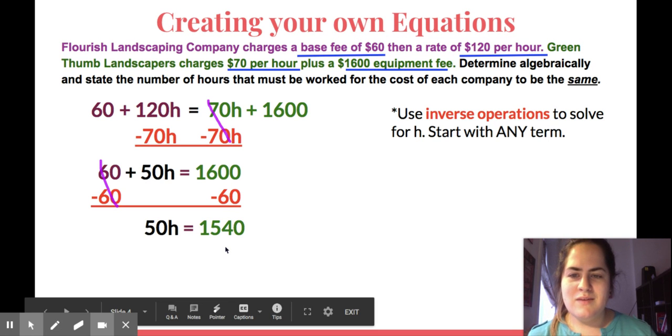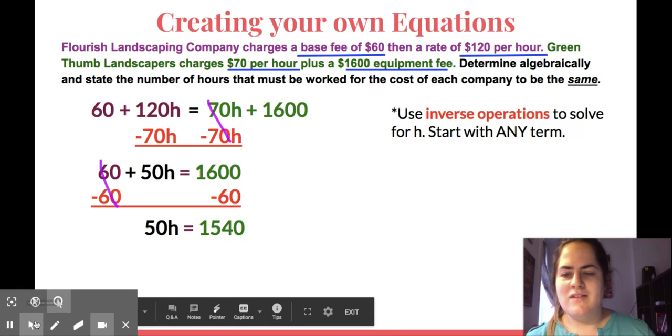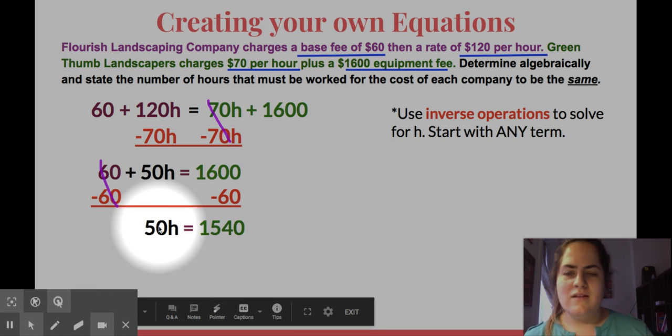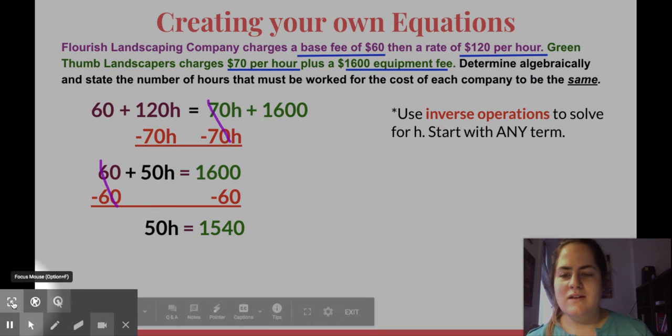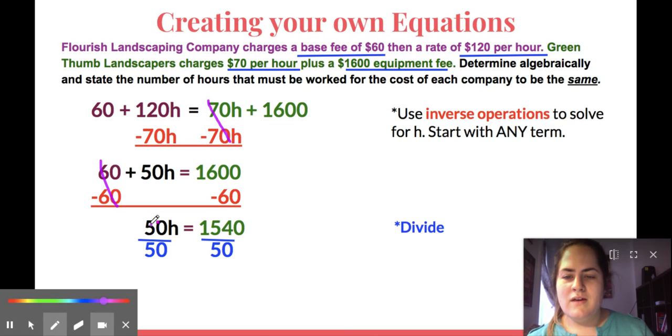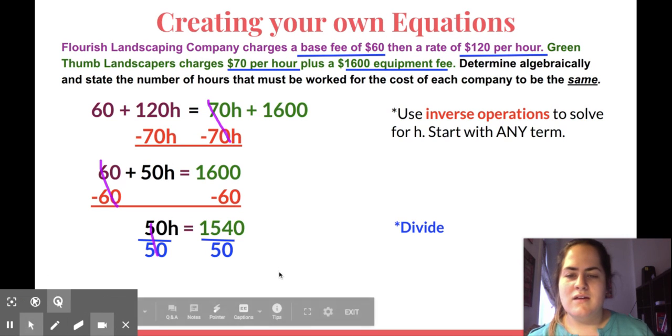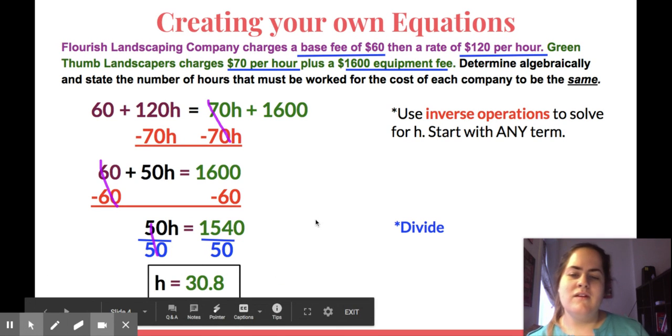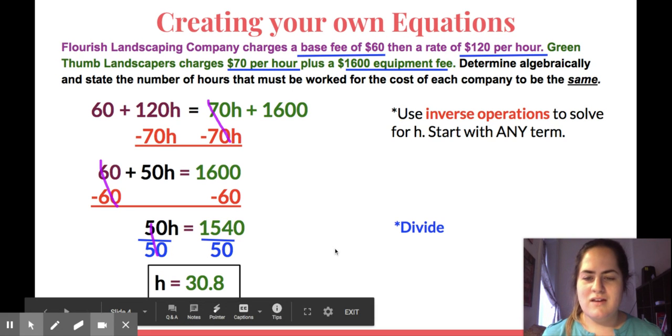My final step to get h by itself is to get rid of that 50. The opposite of multiplying by 50 is dividing. So I divide by 50 on both sides. I, once again, cancel out my opposites, and I get 30.8 hours. And I showed all my work algebraically, and since it's number of hours, it needs to be positive.